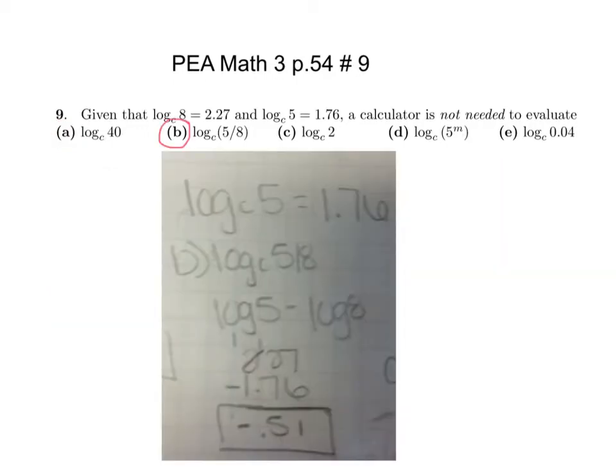All right, what'd you guys do for B? We found, I don't know what property it is, but since you're dividing within the log, you're going to subtract them, so it's log 5 minus log 8. Okay, and log 5 was that? I got negative 0.51. Perfect. So log 5 is 1.76, log 8 is 2.27. Subtract them, you get negative 0.51.